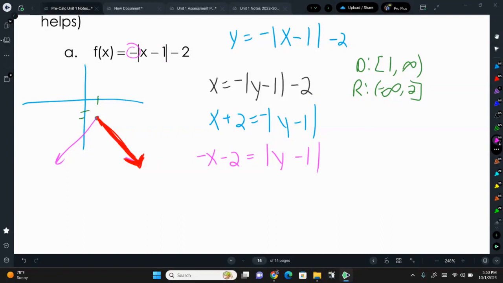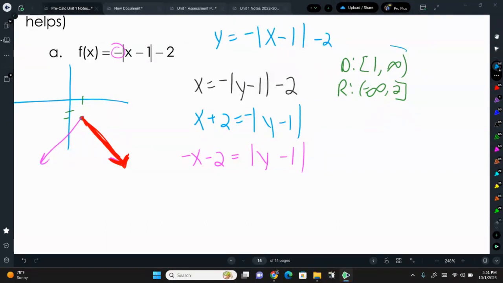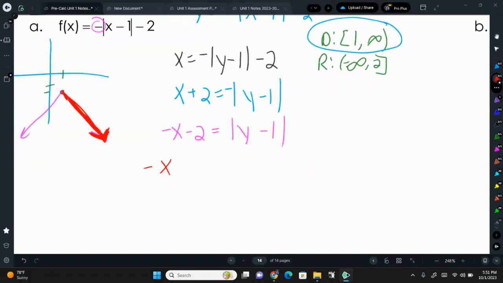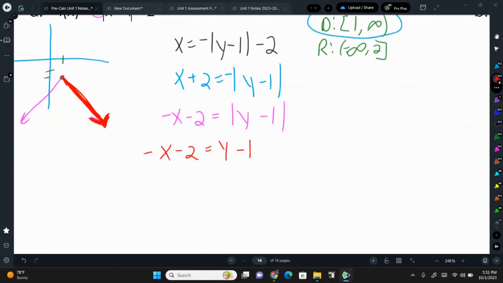Now remember, in absolute value equations, we would split it up right here and solve two separate ones. But because we restricted the domain of the original, we only care about positive, because our original domain goes from 1 to positive infinity. So we don't need two separate equations. So we're going to have negative x minus 2 equals y minus 1. Add 1 to both sides. We get negative x minus 1 equals y.